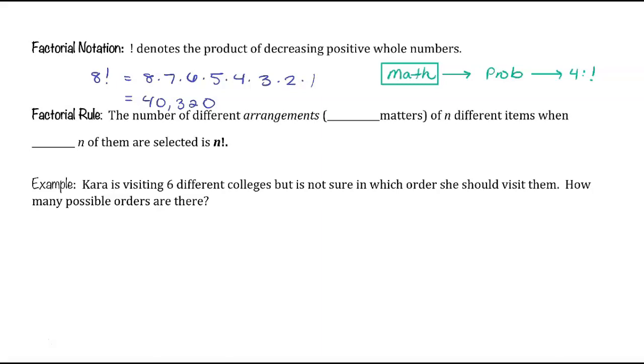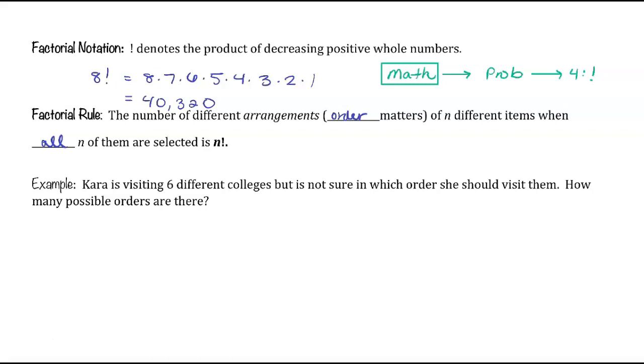This brings us to the factorial rule. The factorial rule states that the number of different arrangements, and by arrangements we mean order matters, of n different items when we're selecting all of them is n factorial. For example, Kara's visiting 6 different colleges but is not sure in which order she should visit them. How many possible orders are there?